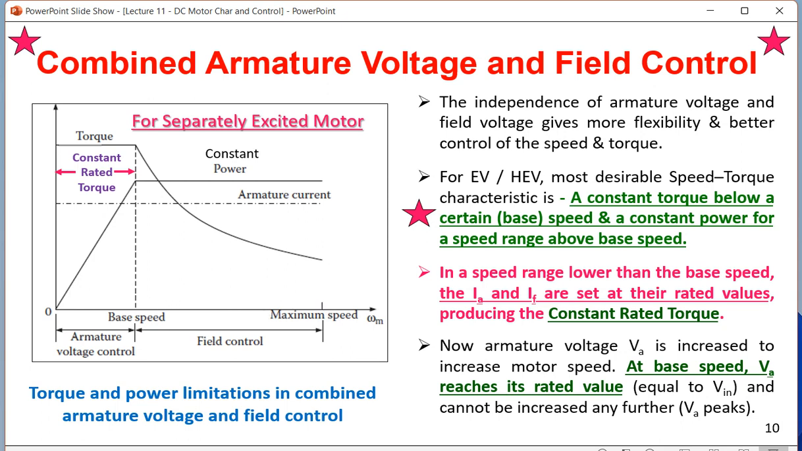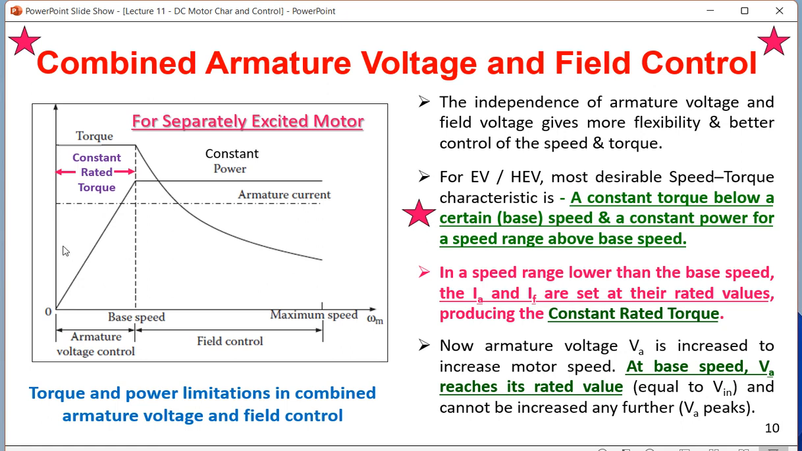So there are two controls that we are actually using. Initial control, when torque is constant, is called armature voltage control. In this region, you are controlling the armature voltage. You are not touching the field. There are two coils. One is the armature coil, which is the current carrying conductor placed in the magnetic field. So in the initial part, you are controlling only the current flowing through the armature.